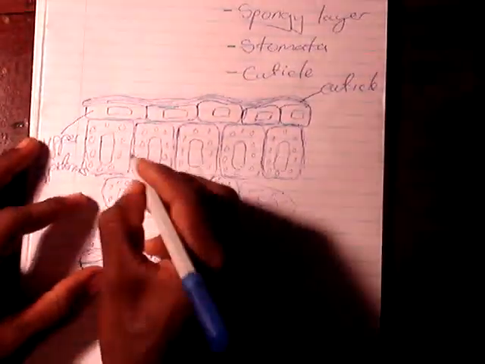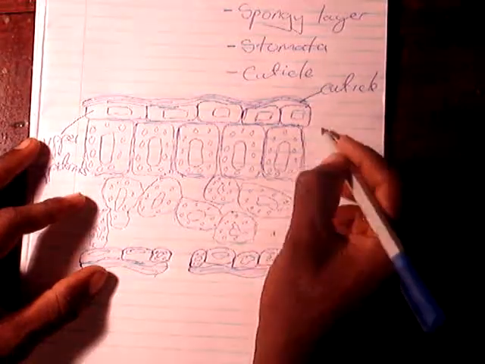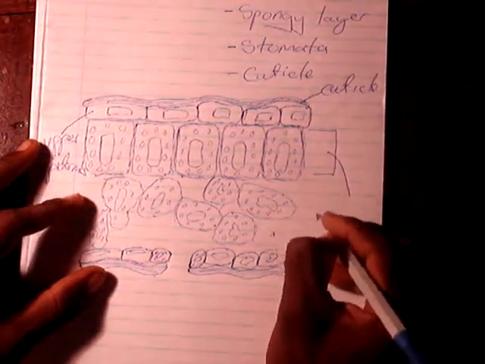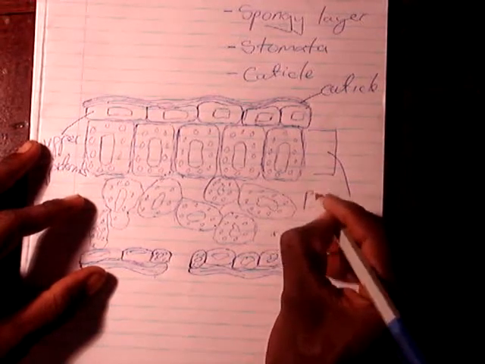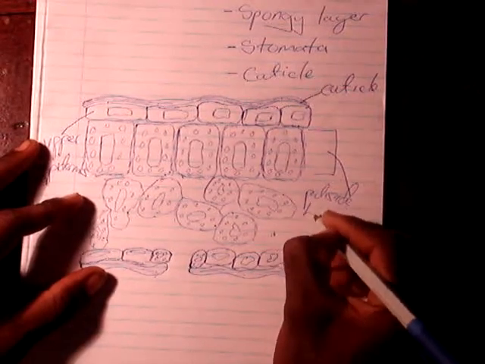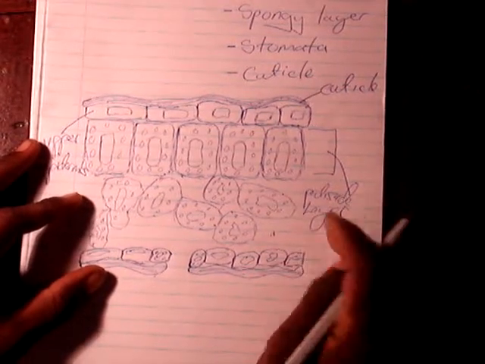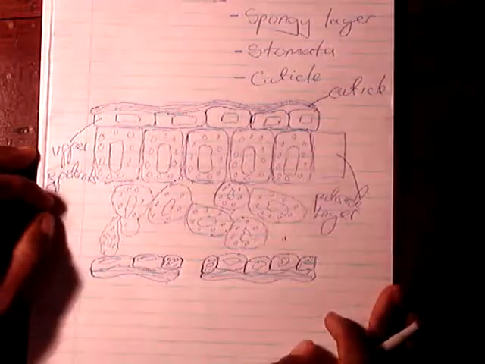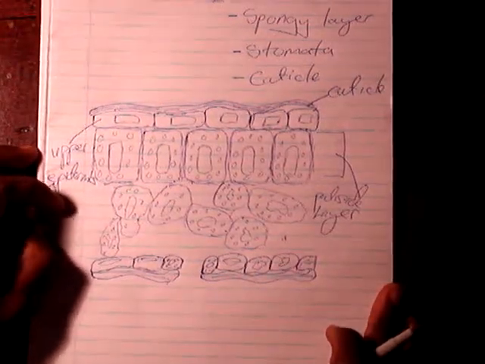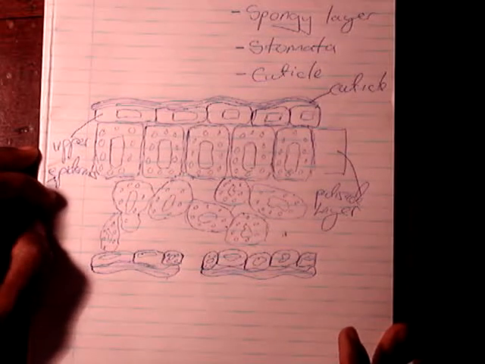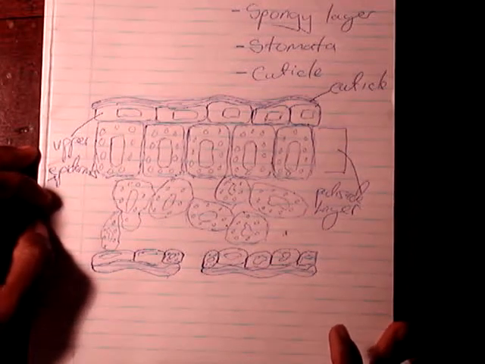And this whole layer is called the palisade layer. I did a video on the palisade cell. So these are palisades, and they also contain chlorophyll. If you want to see that video, I will be posting links in the description.